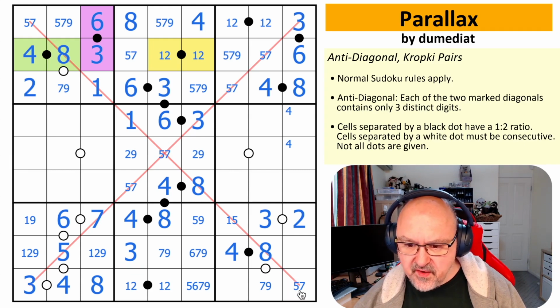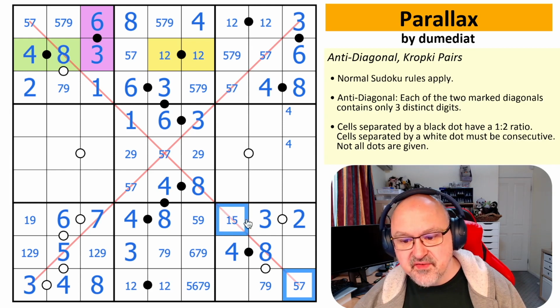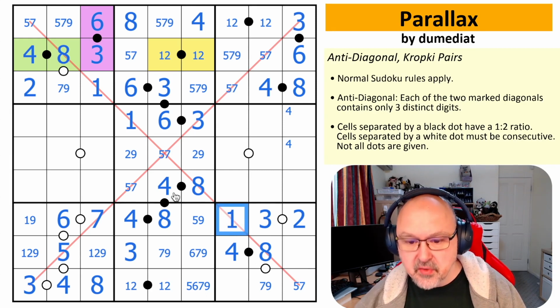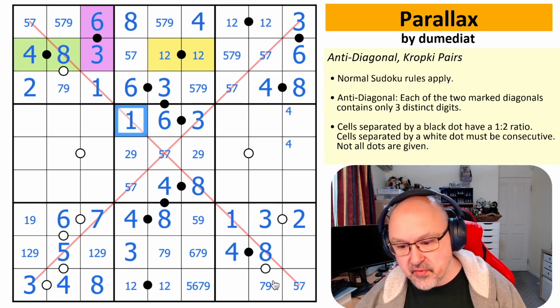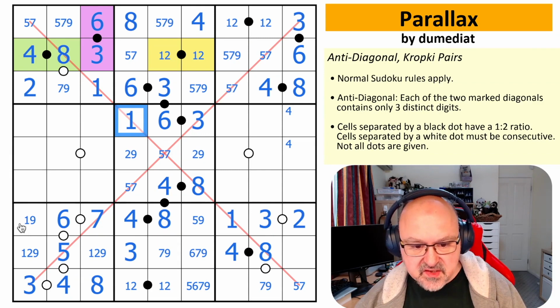So if this was a 5, this is a 1. If this is a 7, that's broken. Oh no, this would be a 1. If this is a 7, this is a 1. If this is a 5, this is a 1. Either way, this is the 1. This is the only place I could put the 1 that has to go on that diagonal. Right. Needed to look at it the right way.